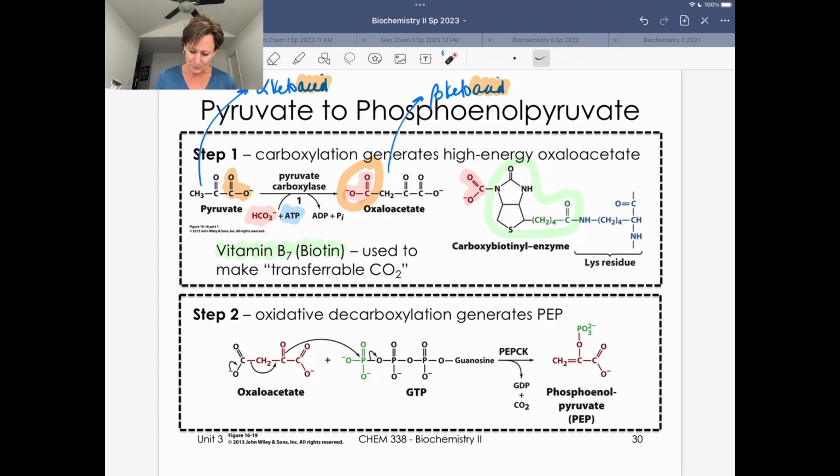Okay, so the first step is using vitamin B7. Anytime we're going to be adding on CO2 just to remove it in another step, vitamin B7, biotin, is going to be essential.